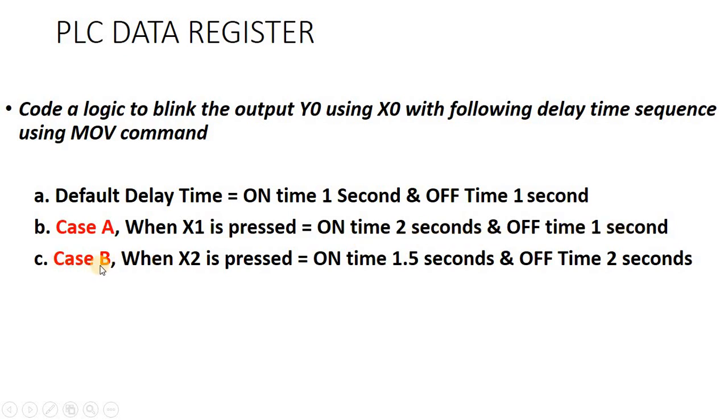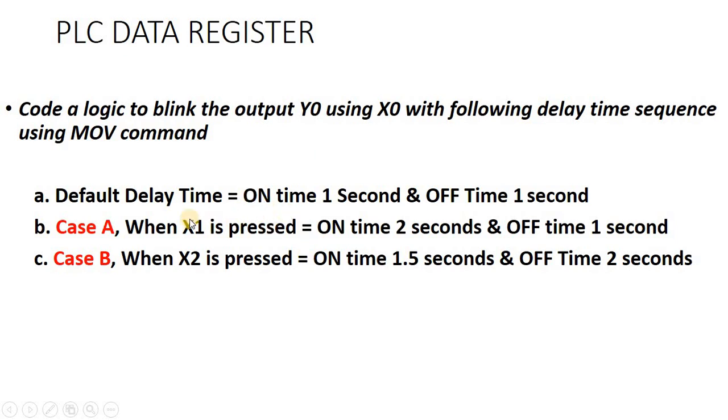So let's see case B. When case B is activated, when X2 is pressed, the on time is 1.5 seconds and the off time is 2 seconds. As we can see, the time is not constant here, right? So I have to use my PLC data register. Otherwise, I have to use a different timer for each operation, right? So first operation A, then B and C. For each and every operation, I have to use a different timer.